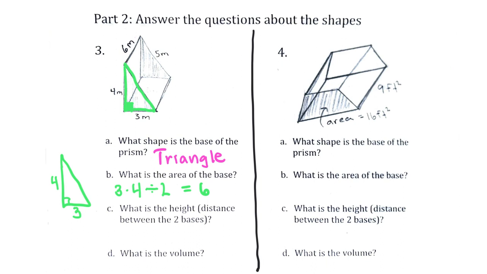Okay, now we want to find the height of our prism. So remember that the height is not necessarily how high something is. It's the distance between our bases. So every distance between our bases is the same distance away. So that tells us right there that the height of our prism is 6.